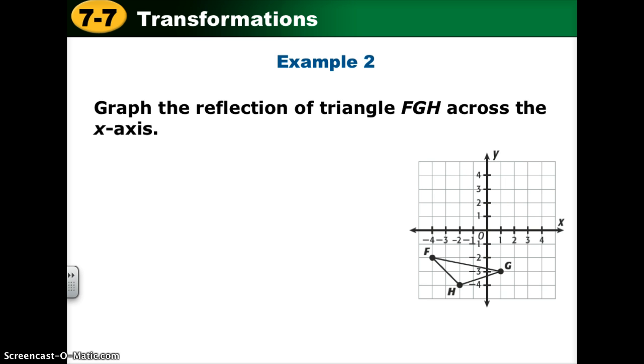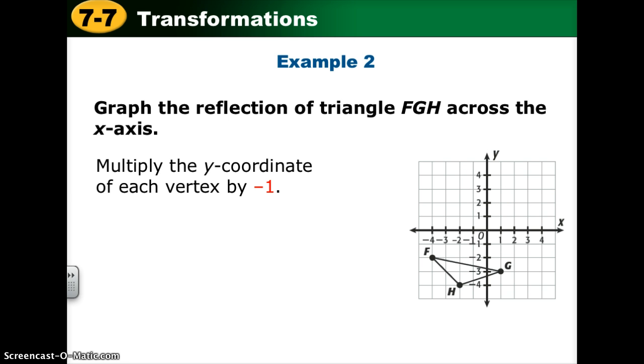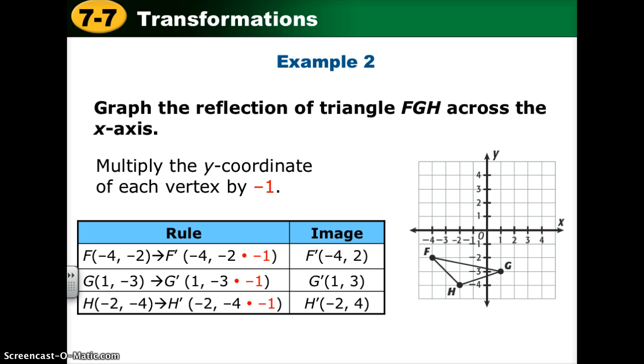Let's graph a reflection across the x-axis. Now we're going to be multiplying the y-coordinates by -1. Start with our ordered pairs. You can see we multiplied all the y-coordinates by -1 to get our new points. And it's the same idea, but now we fold at the x-axis to imprint on the opposite side.